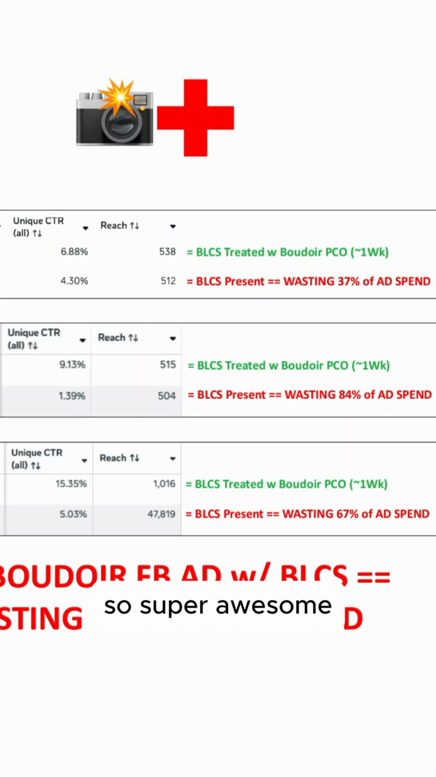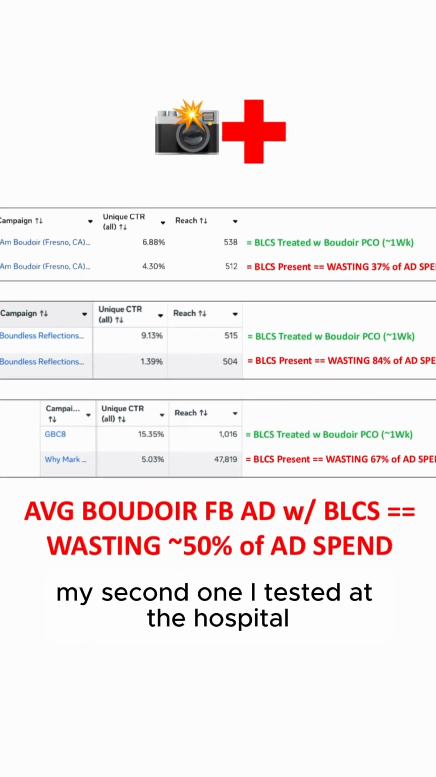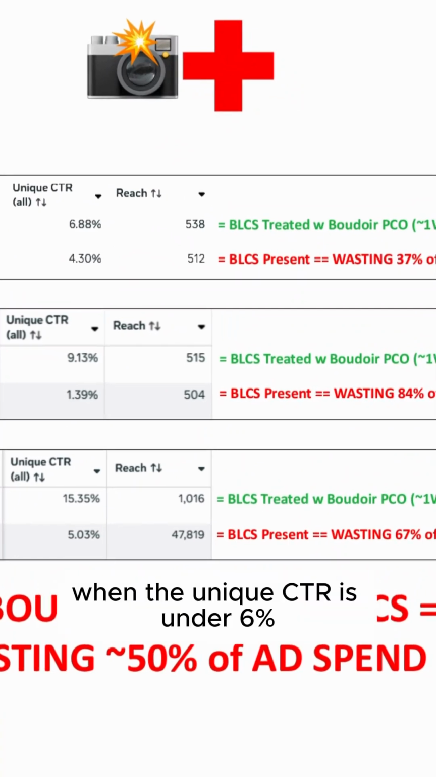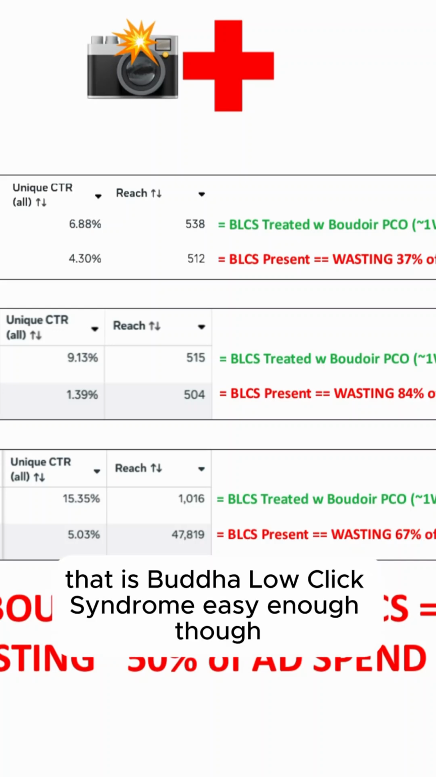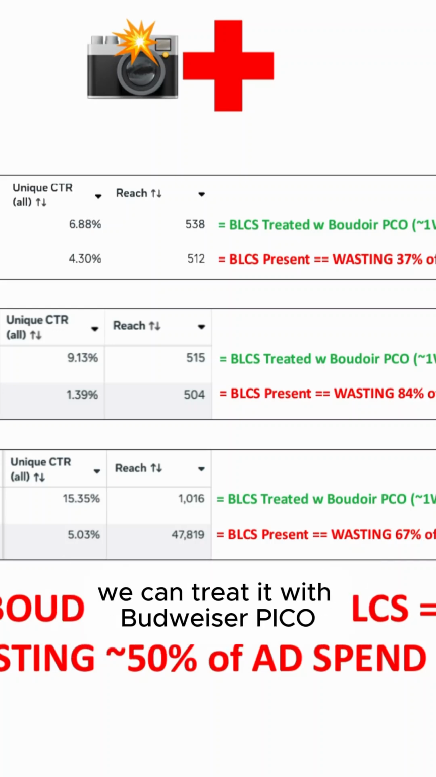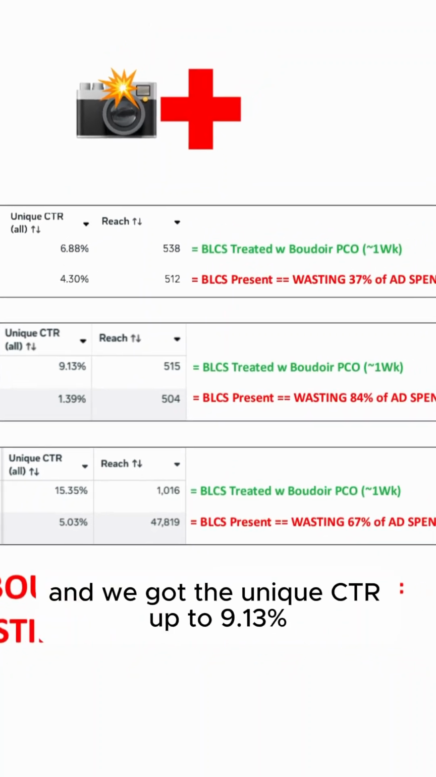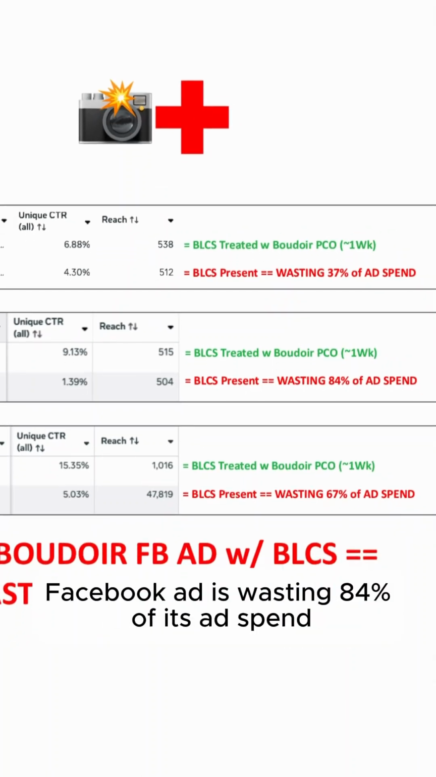So super awesome. Next we have my second one I tested at the hospital, found out unique CTR is 1.39%. When the unique CTR is under 6%, that means BLCS is present. That is Boudoir low click syndrome. Easy enough though, we can treat it with Boudoir Pico. It takes about a week. And we got the unique CTR up to 9.13%. So we found out that the original Boudoir Facebook ad is wasting 84% of its ad spend.